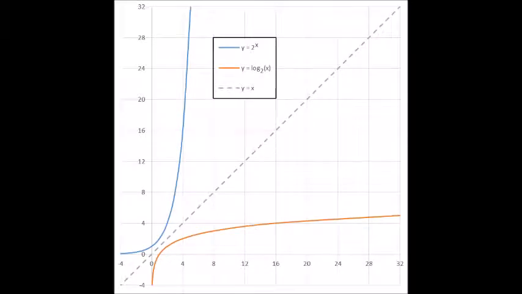Graphically, that looks like this. 2 to the x is seen in blue. Its inverse, the base 2 logarithm, is seen in orange. Notice the mirror symmetry about the line y equals x. One curve is a reflection of the other.